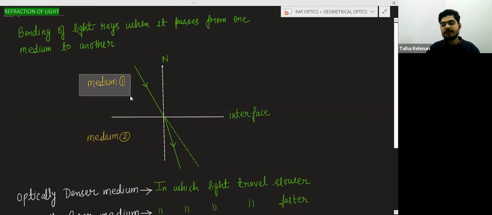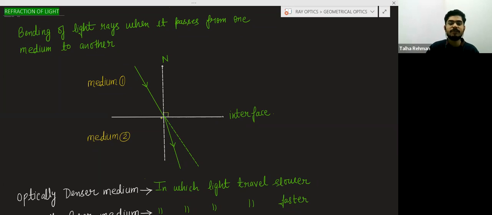Suppose this is medium one. You can suppose this is an air medium, water, anything you can assume. Here is medium two, and this is the interface separating the two media. This is a ray of light, the incident ray. Here at the interface the refraction is taking place. Refraction means bending of light is taking place. So this is known as refraction, bending of light rays when it passes from one medium to another, and this is the normal. Normal we know from reflection. This will make an angle of 90 degree with the surface.